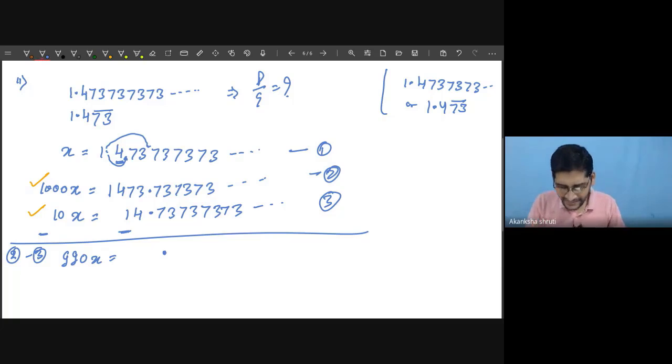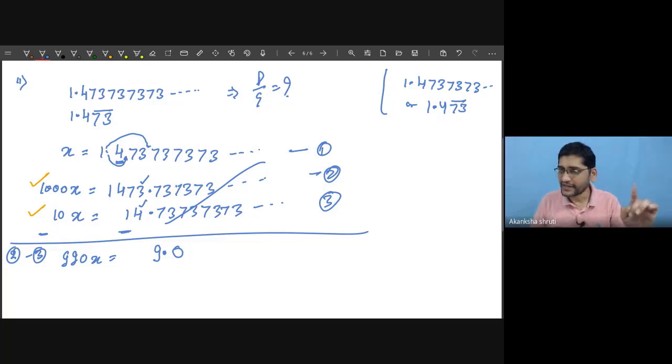And after the decimal, you are getting this 73, 73, 73. All the things are repeated, so they will get cancelled. And after the decimal, what will be left is 0 only. But on the left hand side, this 3 minus 4 we need to do. So it becomes 13 minus 4, which is 9.